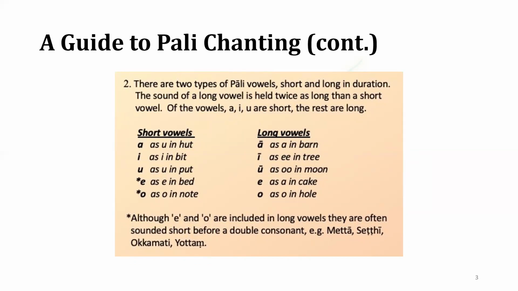Then for O, also the same. When it appears before a double consonant, okkamati. Otherwise, if it's one K, it means okamati. But because it's a double K, it's okkamati. Yotang, if it's a single T, it means yotang. But O and E we automatically drag, unless it appears before a double consonant.